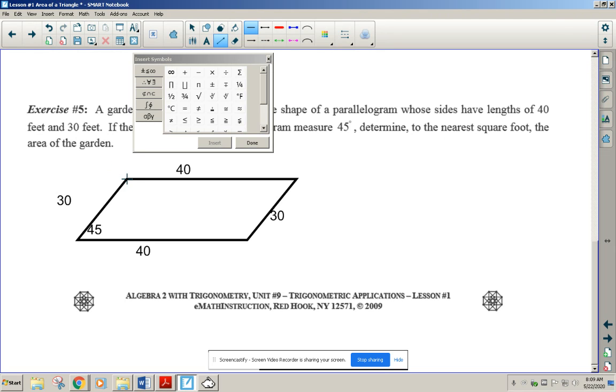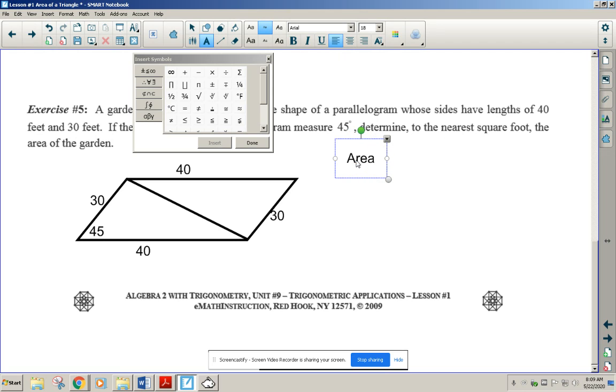I need this diagonal here because of another theorem from geometry: two congruent triangles make a parallelogram. So one diagonal constructs two congruent triangles. If I find the area of this triangle and I double it, I will have the area of the whole parallelogram. So they kind of want you to think that through and put together all those old things.